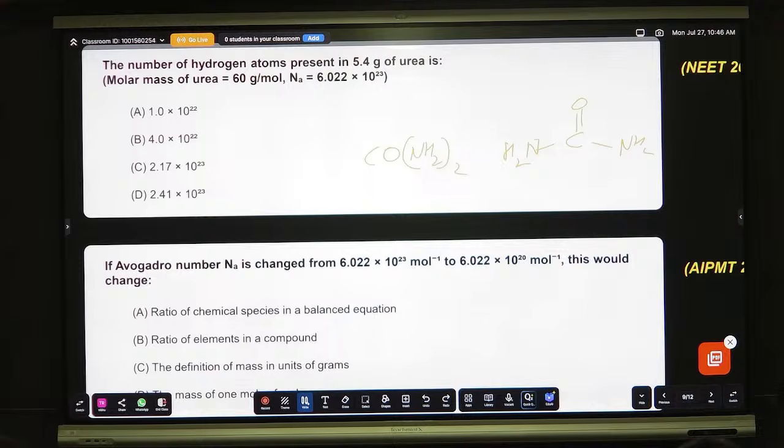First of all, you have to find the number of moles of urea. What did you do? 60 grams of urea contains 4 grams of hydrogen. Okay, 5.4, like that also you can go. 36 by 100 grams of hydrogen. People are using different methods for this. I'm okay with any, as long as you are getting the right answer.